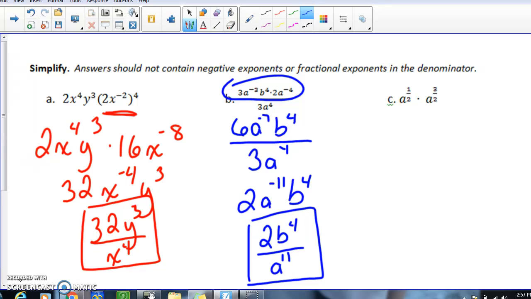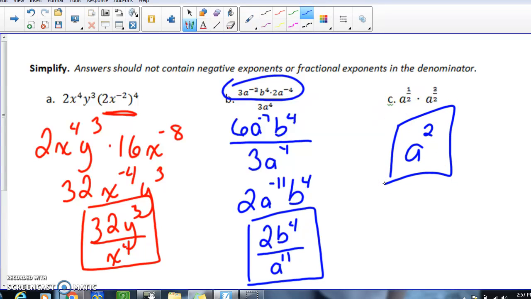Okay, so C is actually pretty simple because there's only one thing happening. A and B were way more complicated. In C, I'm multiplying. When we're multiplying, we add exponents. I hope that we know that 1/2 and 3/2 equals 4 over 2, or just 2. So we get a squared. That's it. That one was that easy.